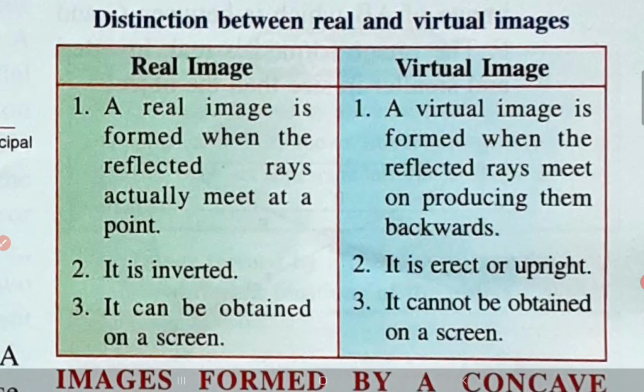That is the first difference. The second difference is that real images are always inverted, whereas virtual images are always erect or upright. Number 3, real images can be obtained on the screen, whereas virtual images cannot be obtained on the screen. So I hope you have understood. We shall use these convenient rays and the rules for making ray diagrams in the next video for the images formed by concave and convex mirrors.